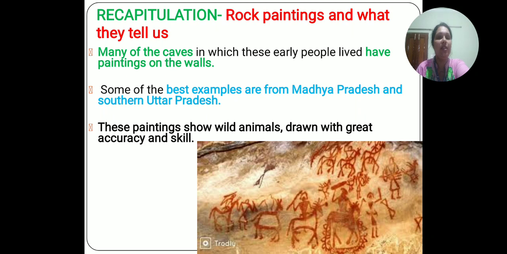In this painting you can see that the people have drawn human beings and also some animals, and they have done the whole painting with great accuracy and skill. You can see how accurately they did it and how clear the painting is, so that people are able to understand what they wanted to tell or depict.